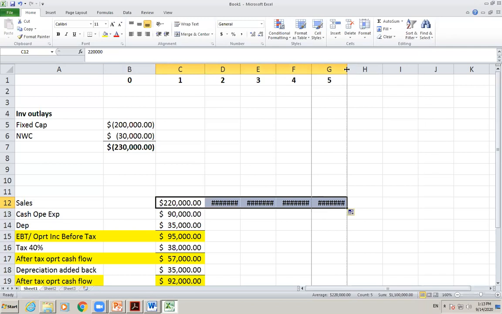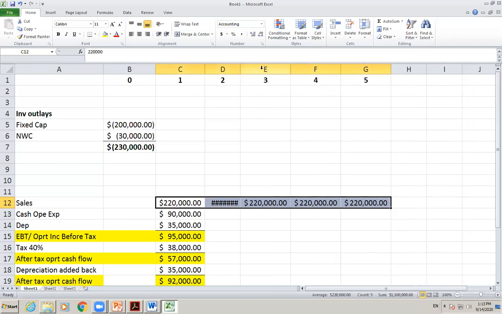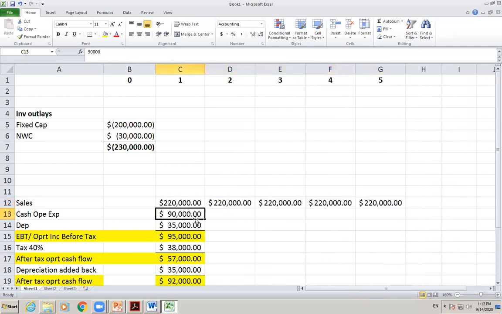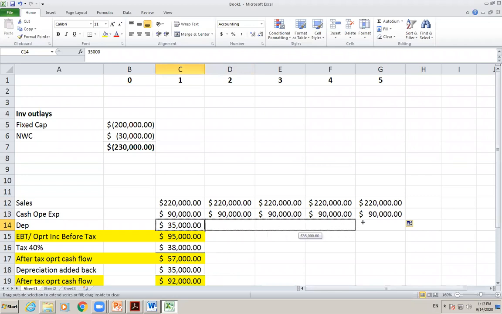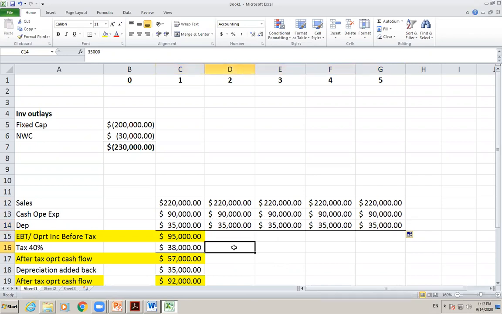Okay? For 5 years, it's going to be the same. Cash operating expense is going to be the same, no changes, 90,000. Depreciation is straight line, depreciated to 0 over the 5 years, which means that each year the depreciation cost will be the same. Okay, and the logic is applied in the same way.